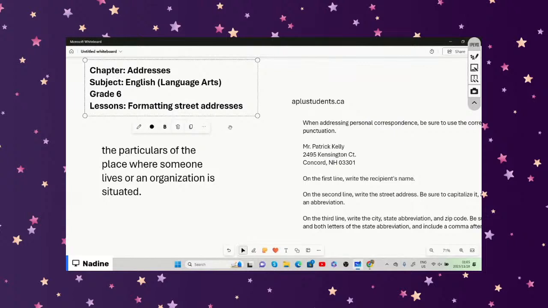So of course, in this case, our lesson on addresses is about street addresses. Basically, the place where you live or the place where you reside has a specific address. So addresses are the particulars of the place where someone lives or where an organization is situated.